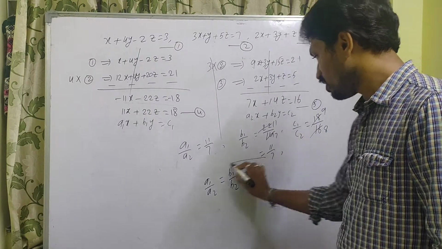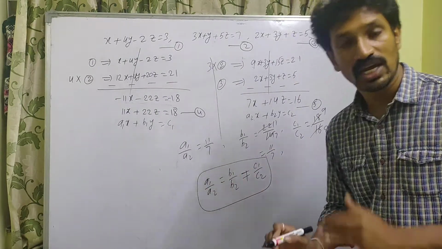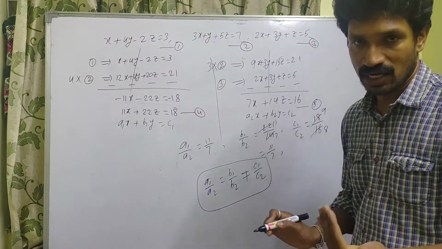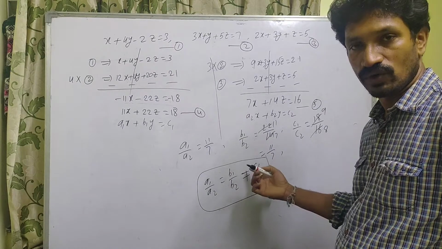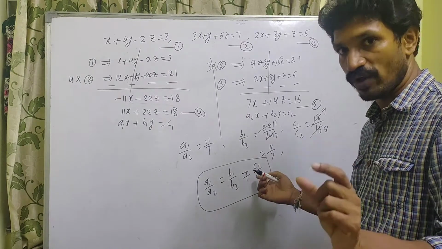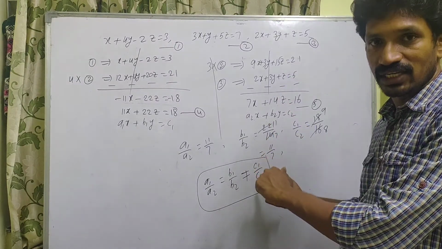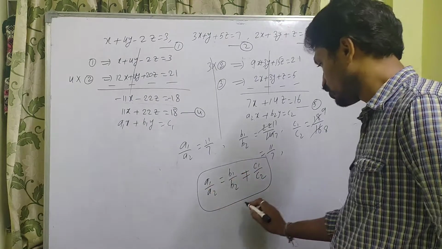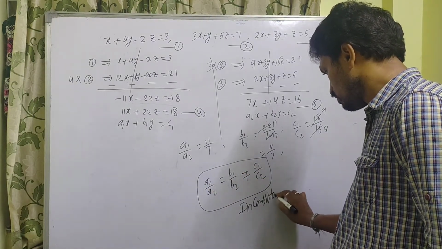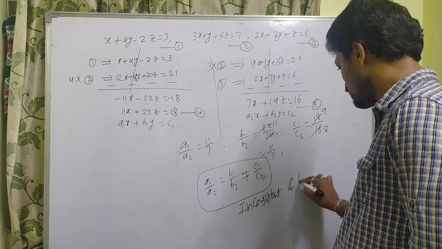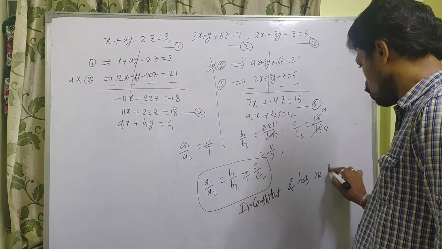So the yesterday method also we got for this question inconsistent and no solution. So here also a1 by a2 is equal to b1 by b2 is not equal to c1 by c2 for two variables. It is inconsistent and has no solution. So it is inconsistent and has no solution.